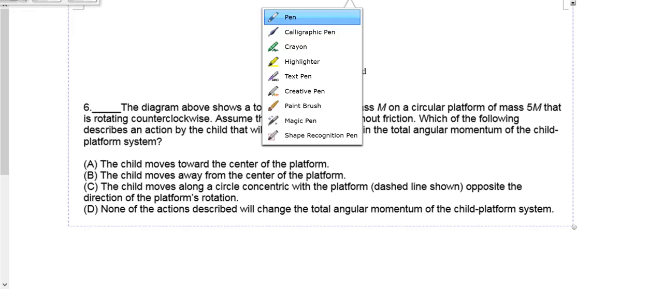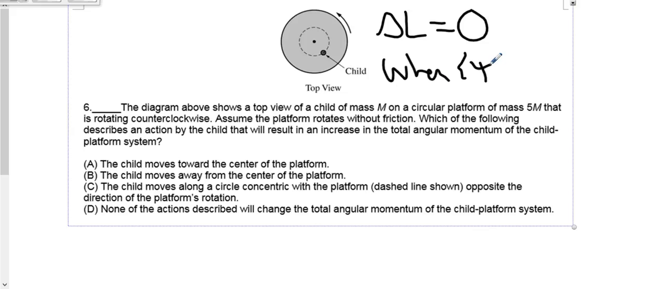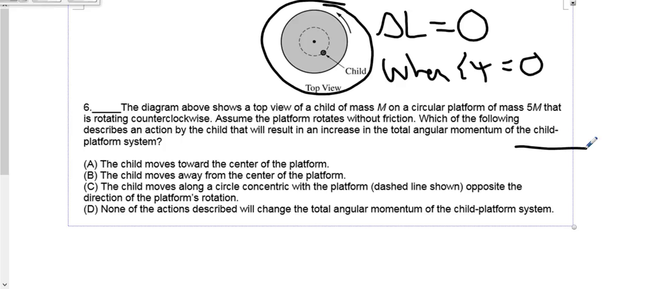We did this one in class, but this was essentially understanding the concept that change in angular momentum is always going to be equal to 0 when net external torque is equal to 0. So again, it's about the system. So the system is defined here as the child and platform system. So the child is part of the platform. That means anything the child does force-wise or torque-wise is not a net external torque.